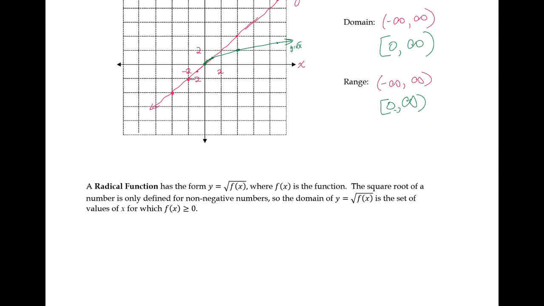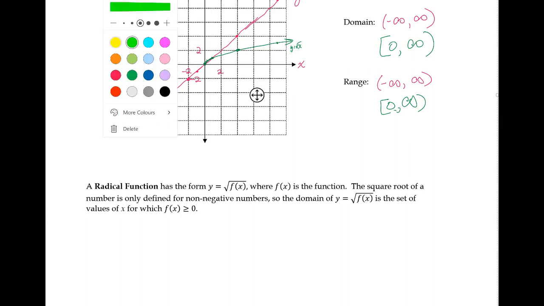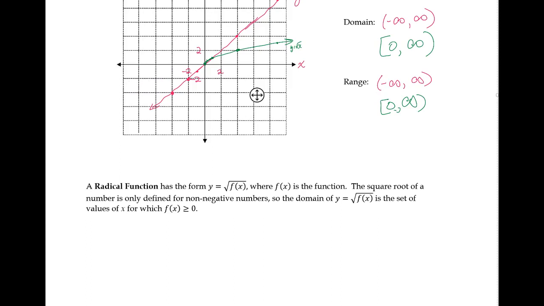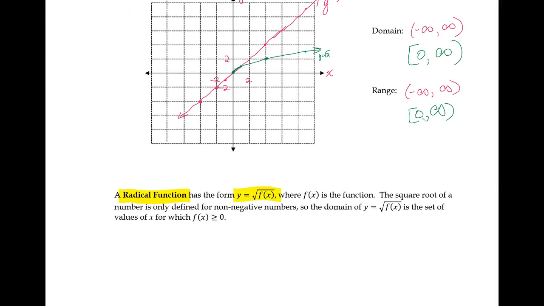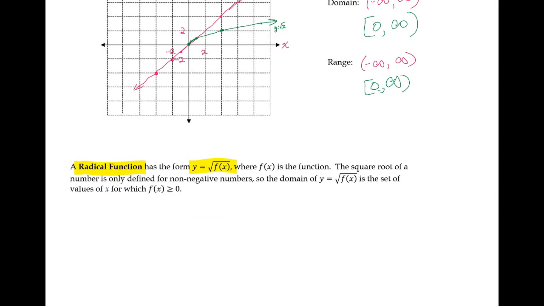In general, a radical function has the form y equals the square root of f of x, where f of x is any function. Okay, so if we're taking the square root of a function, that is considered a radical. And the key thing here, and we see it in our graph and we saw it in our table of values, is that for a radical function with this form, the domain has to be such that its values of x make f of x greater than or equal to 0, because again, we can't take the square root of a negative number.